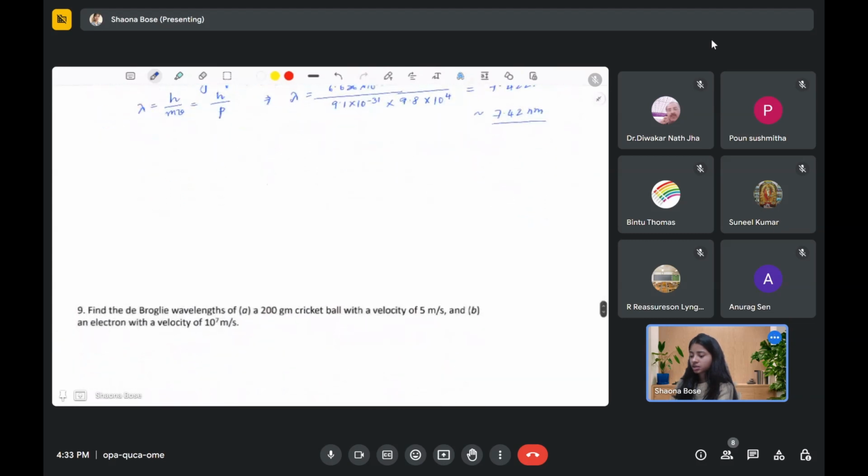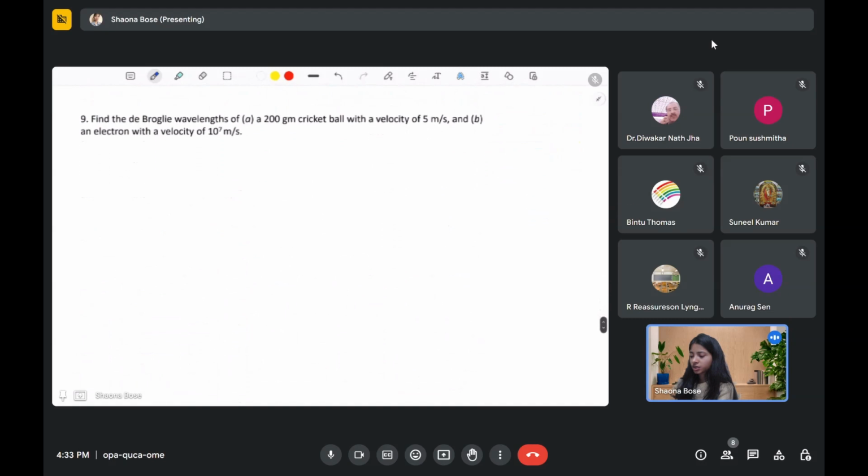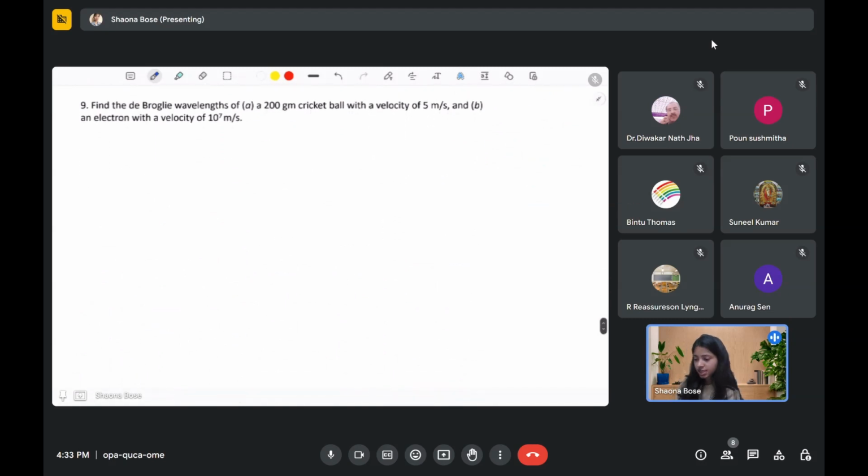Now let us just solve this and see what all this hypothesis can tell us that is interesting, and if we can relate it with real life examples. Okay, so you find the de Broglie wavelengths of a cricket ball and an electron. So let's see what the de Broglie wavelengths come out to be. Let me know.